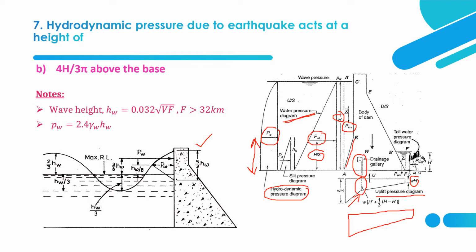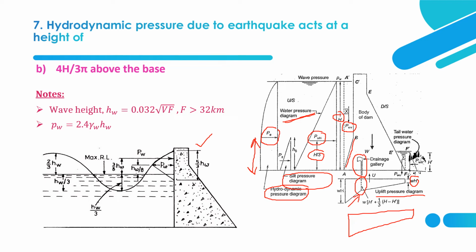Here you can see the silt pressure diagram. Because of silt deposits on the upstream of the dam, there will be some pressure due to silt, which is given by half into gamma h square into Ka, because of active earth pressure. That is why we are using Ka, which is nothing but 1 minus sine phi by 1 plus sine phi, where phi is the angle of internal friction of the silt.